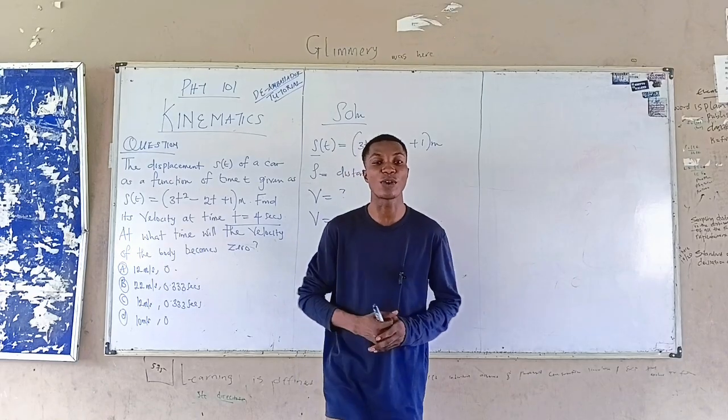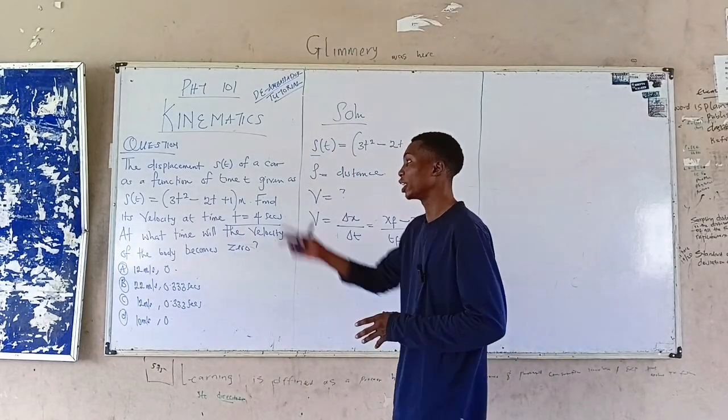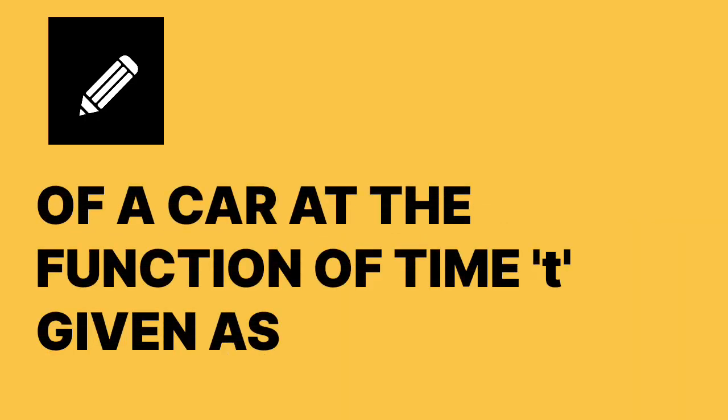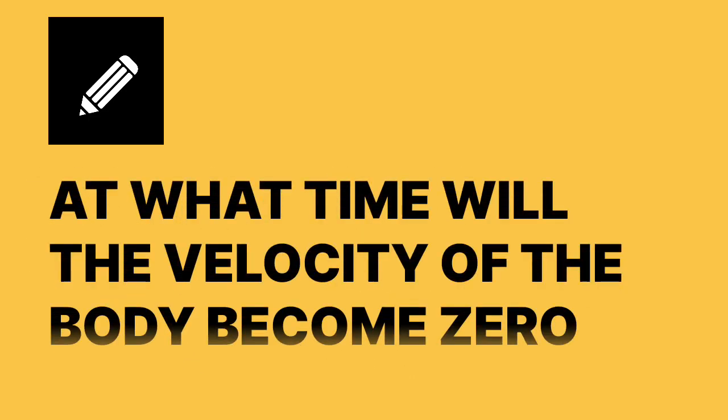Okay, in our class today, we are going to be solving a question on kinematics. In this question, you are given that the displacement f in respect of t of a car as a function of time t is given as f(t) = 3t² − 2t + 1, in meters. Find its velocity at time t = 4 seconds. And the question now says, at what time will the velocity of the body become 0?